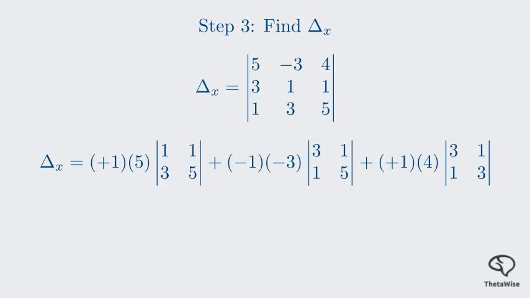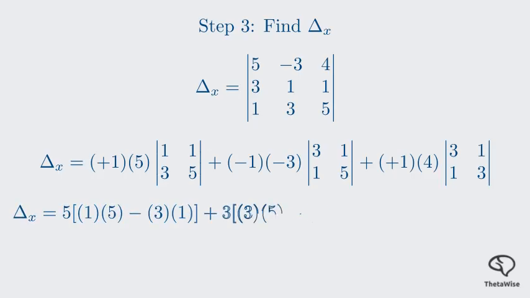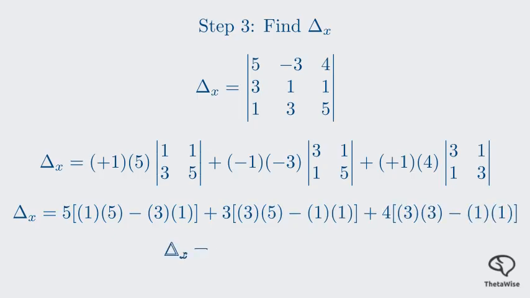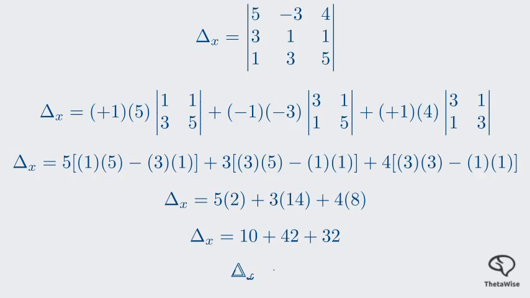Let's calculate the 2 by 2 determinants. The first minor gives us 1 times 5 minus 3 times 1, which is 5 minus 3, or 2. The second minor gives us 3 times 5 minus 1 times 1, which is 15 minus 1, or 14. The third minor gives us 3 times 3 minus 1 times 1, which is 9 minus 1, or 8. Adding these products, we get 10 plus 42 plus 32, which totals 84. So delta x is 84. This also matches the solution provided.